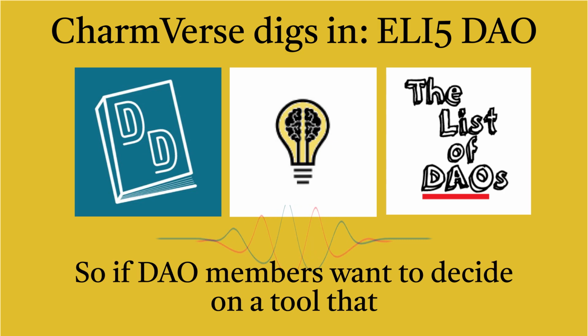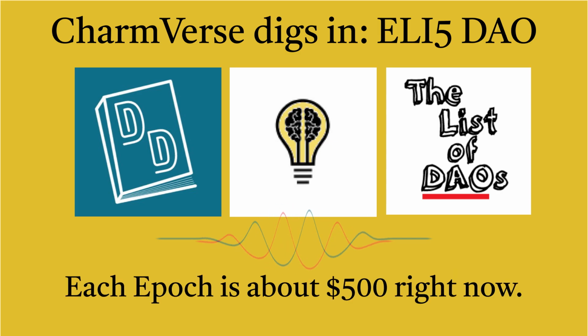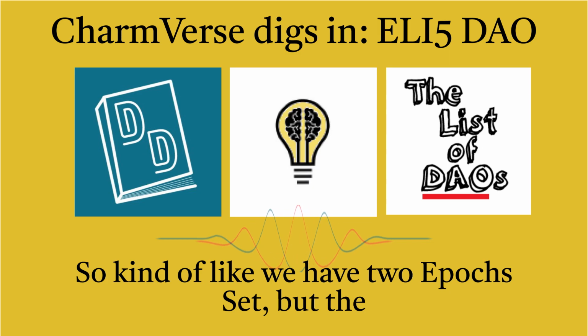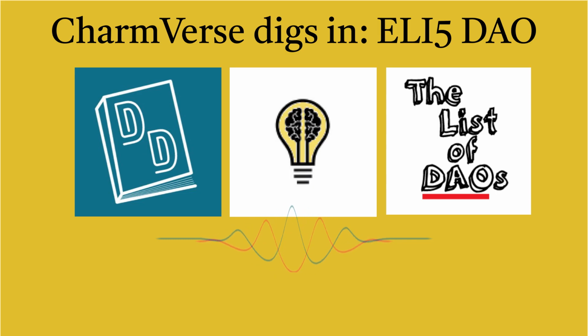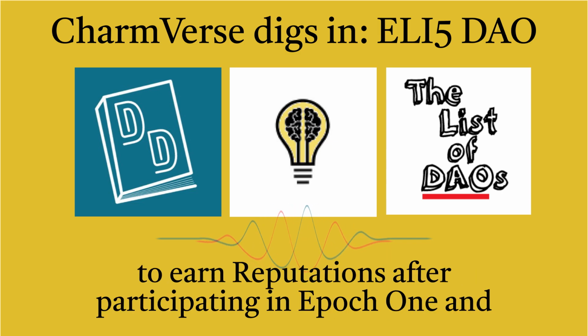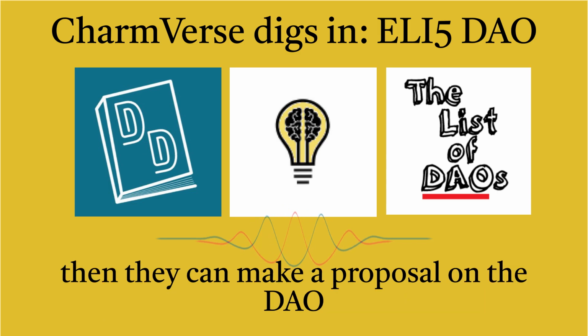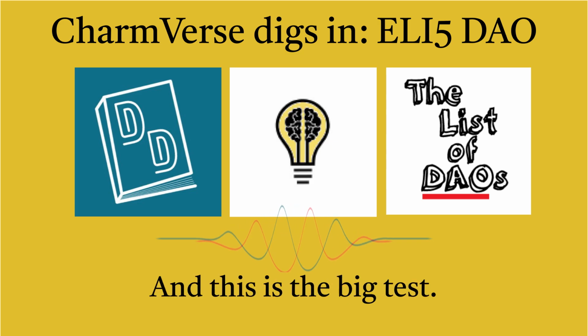So if DAO members want to decide on a tool that they want to use or test out, then we'll do that. Each epoch is about $500. Right now, we have two epochs set, but the third epoch is going to be up to DAO members. We use a reputation system in Colony. They're going to earn reputation after participating in Epoch 1, and then they can make a proposal on the DAO tool that they would like to learn more about. So it's kind of open, and this is the big test.